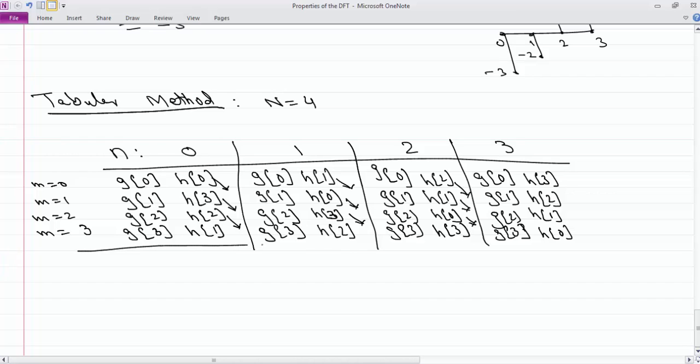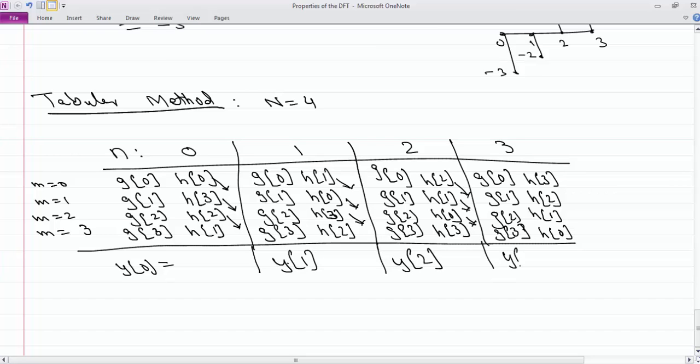And once you have done that, y0 is simply equal to, you add all these rows up. You multiply. So each row is a multiplication operation. You add them all up. y1 you do for this column, y2 you do for this column, and y3 you do for this column. Okay. So for any one of these methods, the main idea is that you are fixing one sequence, you are circularly flipping the other, and then for every n, you are starting from that circularly flipped version and circularly shifting it to the right by one.